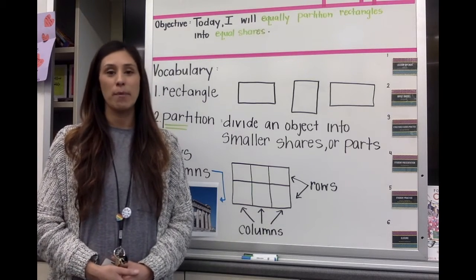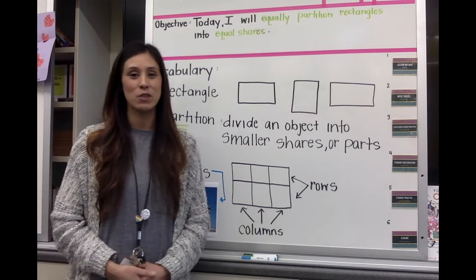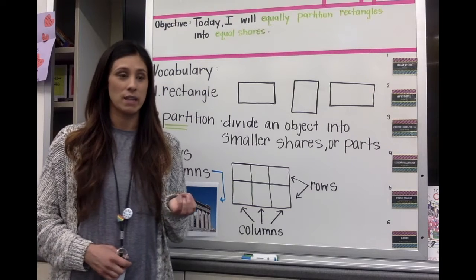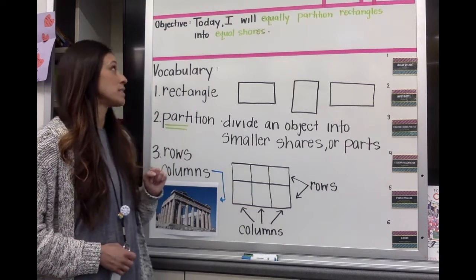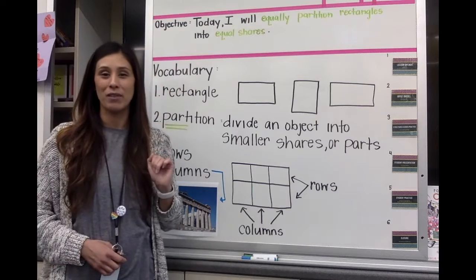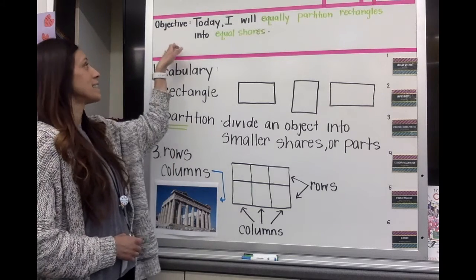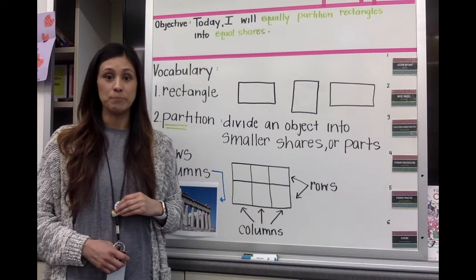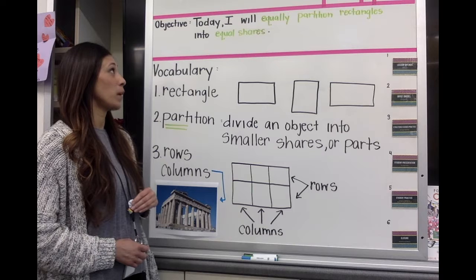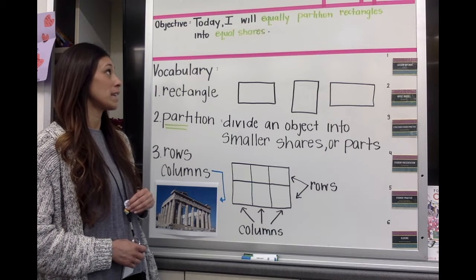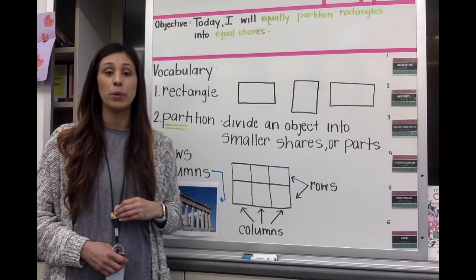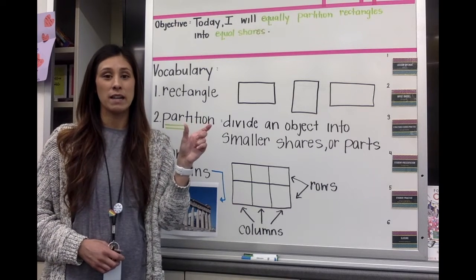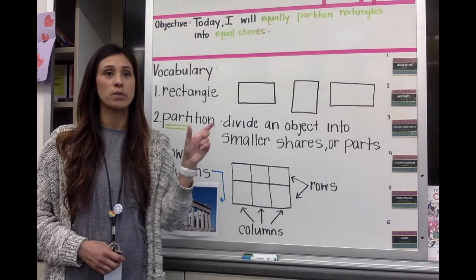So we're going to start up at the top with our objective as usual. Today's objective is almost identical to yesterday's objective, just with one slight difference. I'll read it to you and then I'm going to have you repeat it back to me, all right? It says, today we'll equally partition rectangles into equal shares. Yesterday it was, today we'll equally partition rectangles into equal shares using rows and columns. So we just took away that little part where it specified partitioning the rectangles into rows and columns.